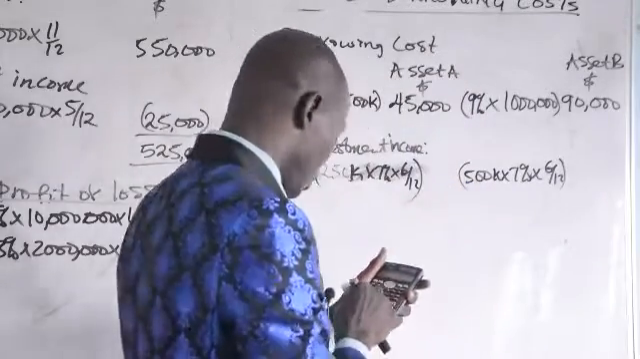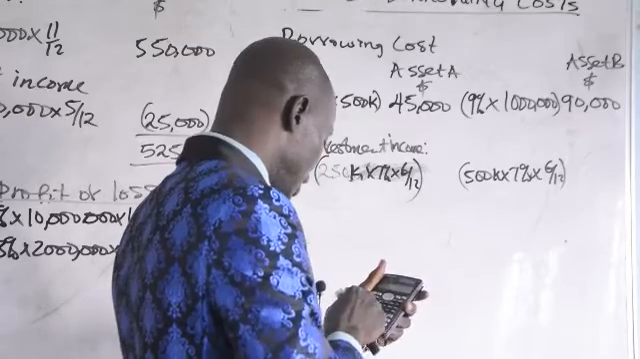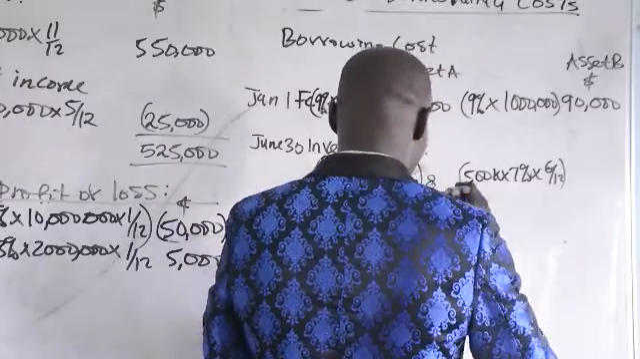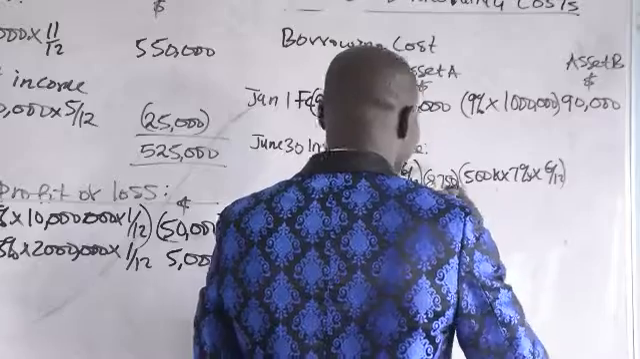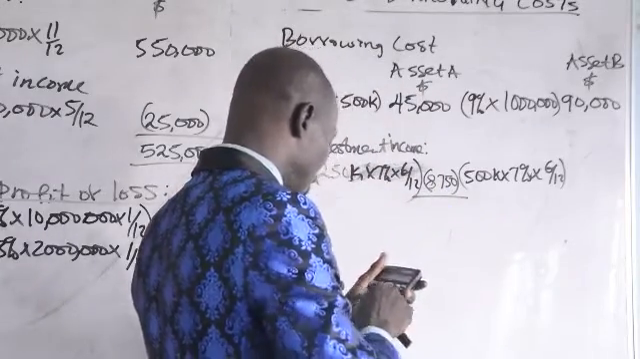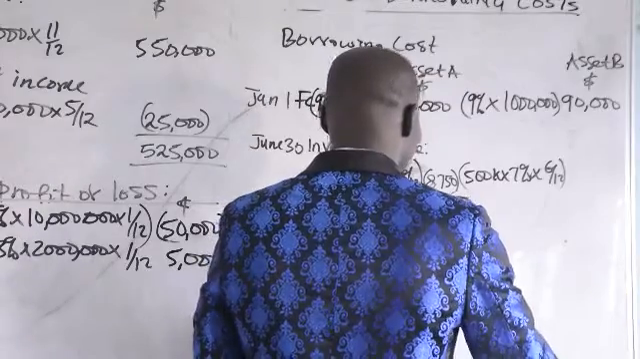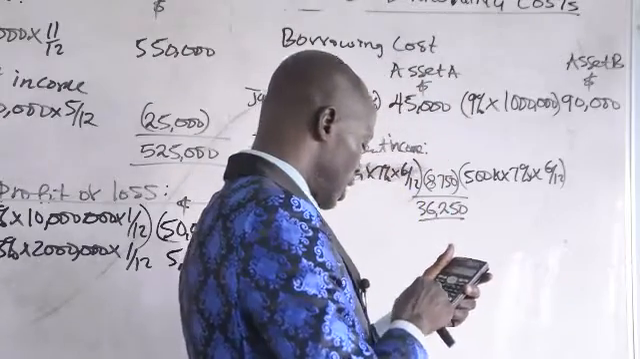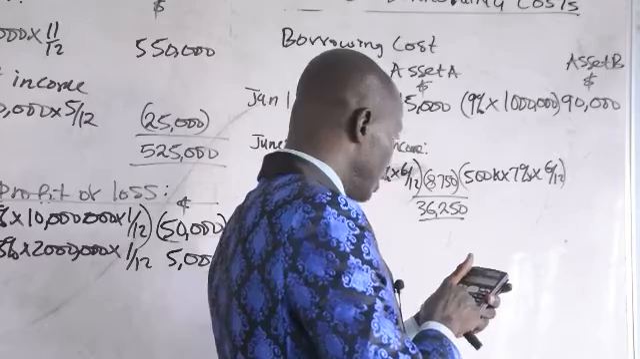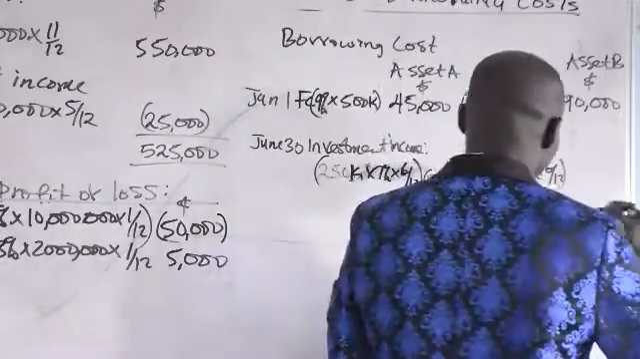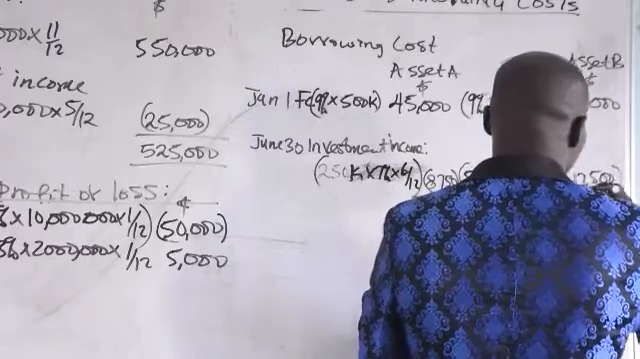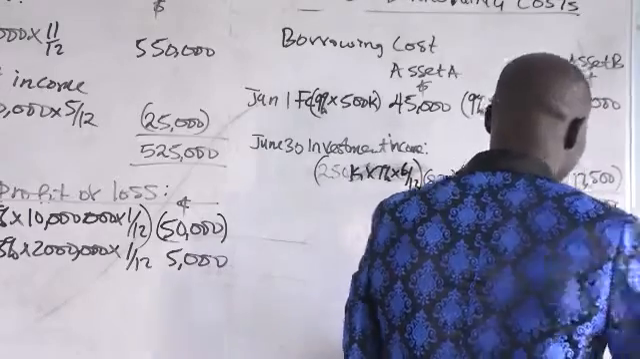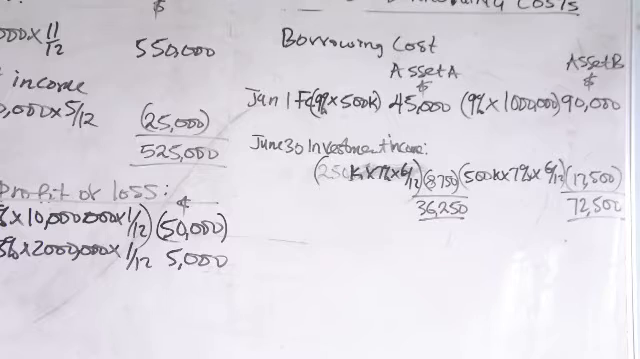So that would be 250,000 times 7% times 6 divided by 12, and that will be 8,750. If you deduct that 8,750 from 45,000, then you'll be left with 36,250. Then 500,000 times 7% times 6 over 12 will give us 17,500. If you deduct that from 90,000, you'll be left with 72,500. That is the borrowing cost eligible for capitalization.